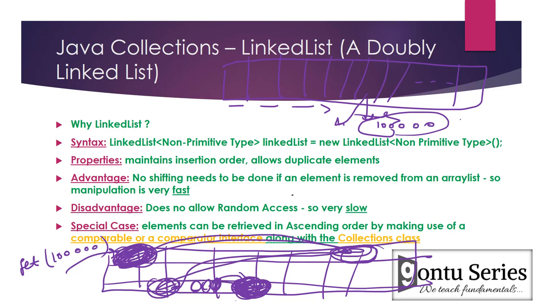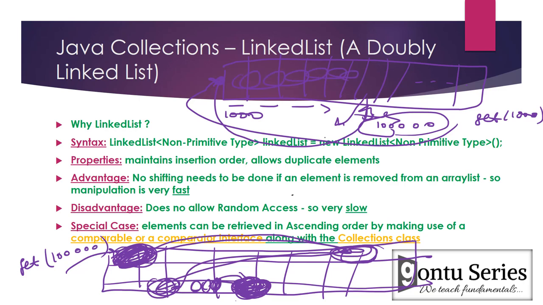But in case of an array, if you say, hey, get me the element stored at the 1 lakh position, what is it going to do? It's going to go to the address where that array is stored, and there it's simply going to add 1 lakh to that, and straight away it's going to go there without traversing through all these elements. So in that way, an array is very fast, but a linked list is very slow.